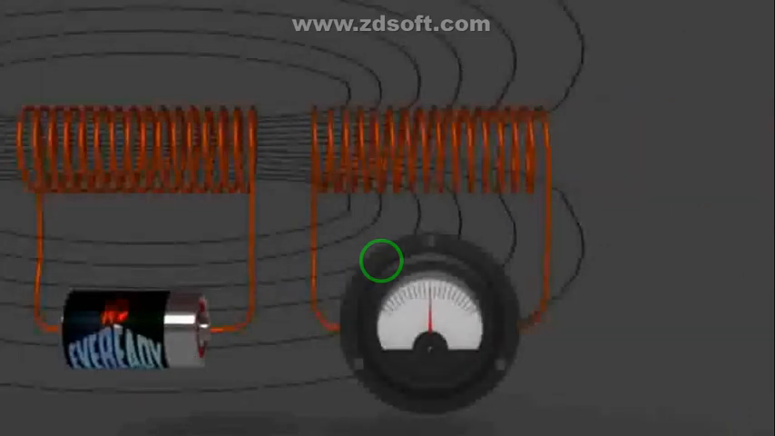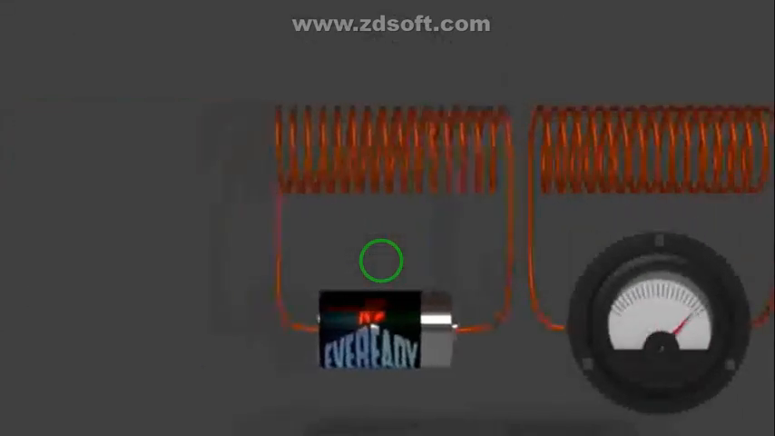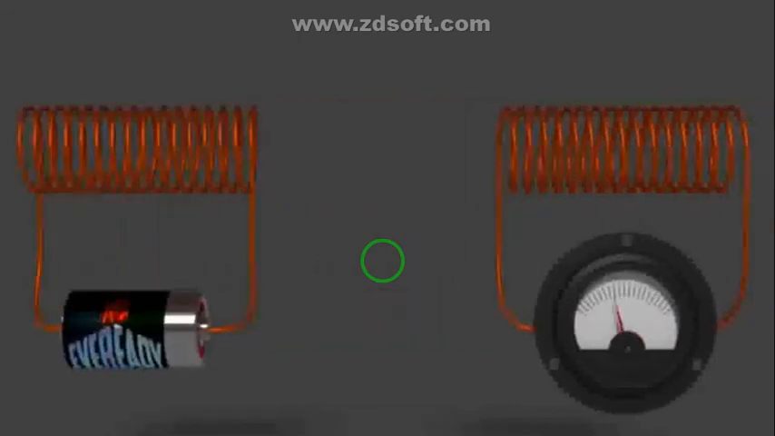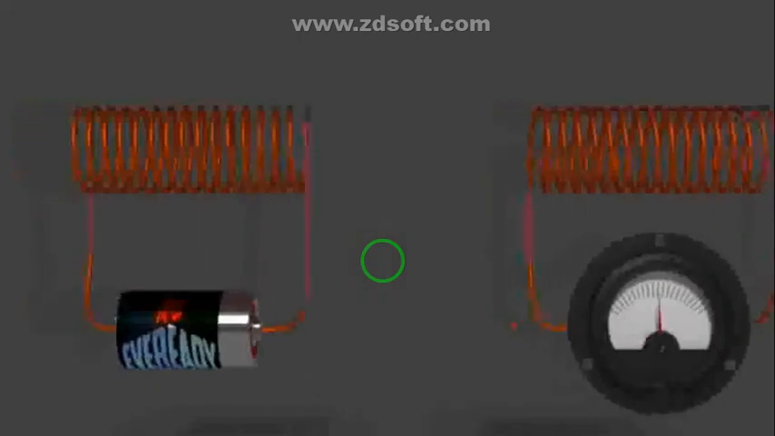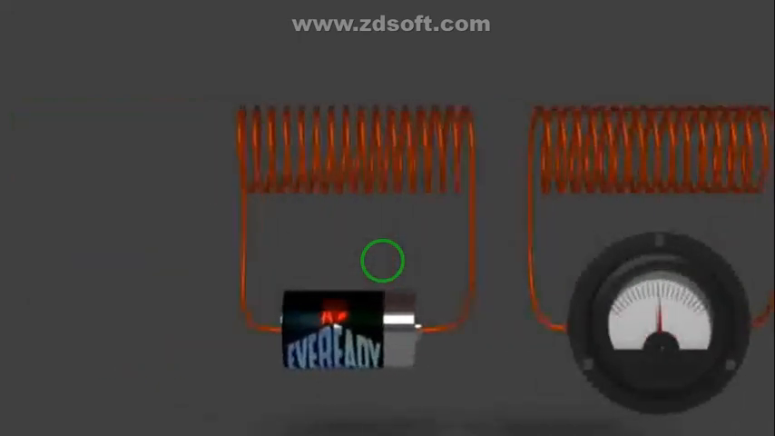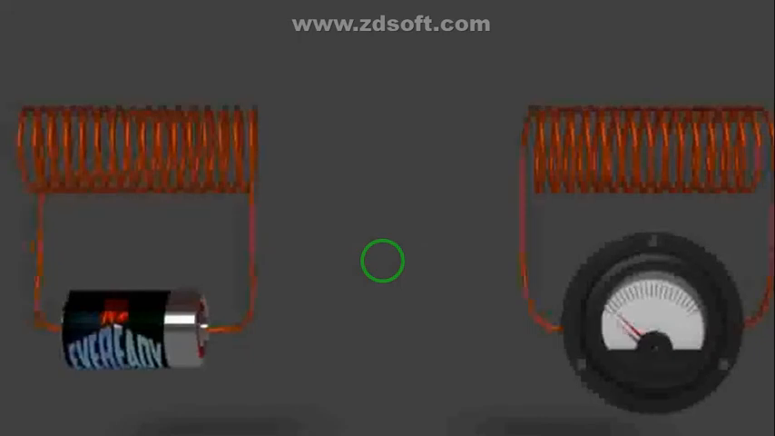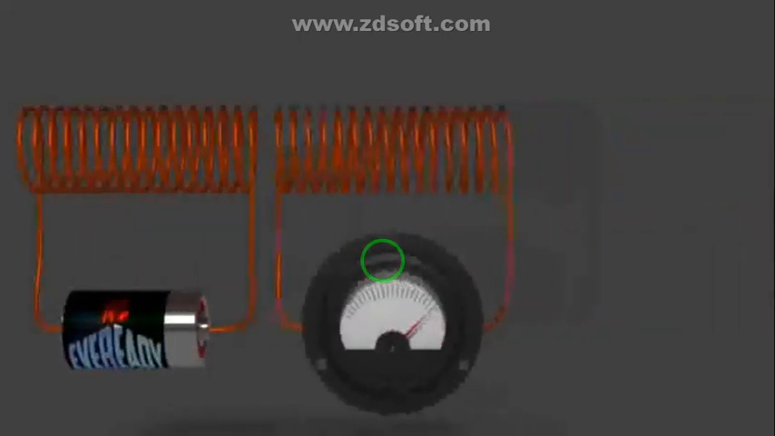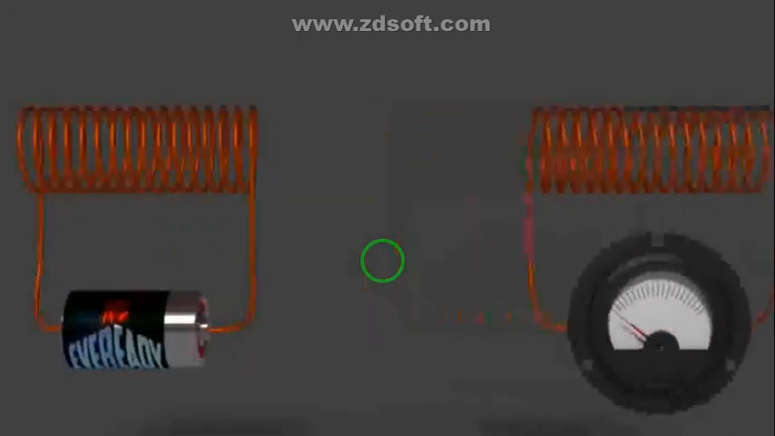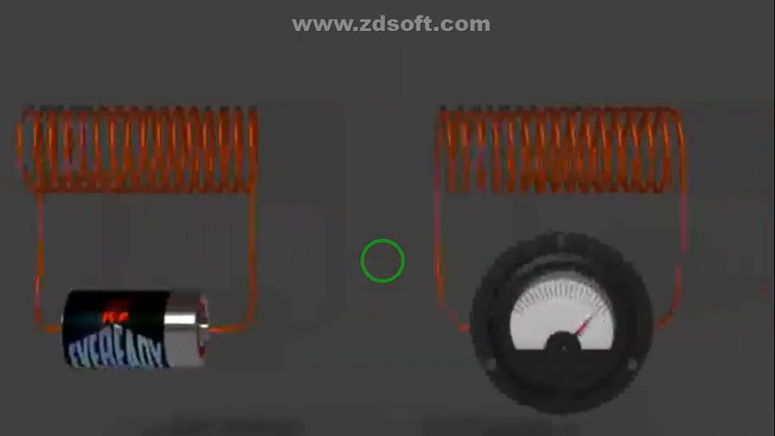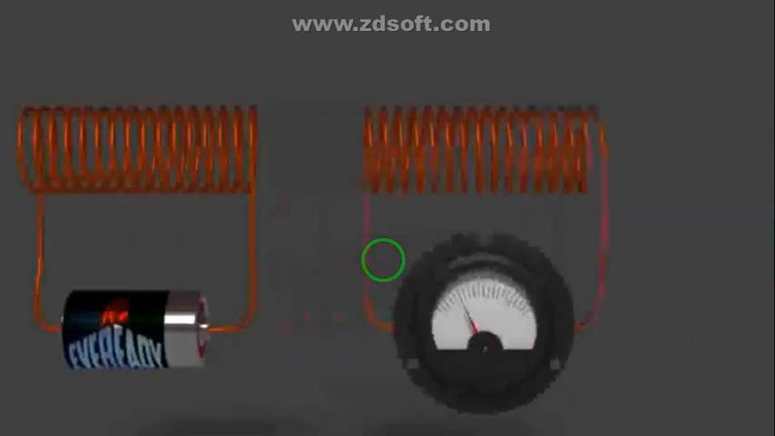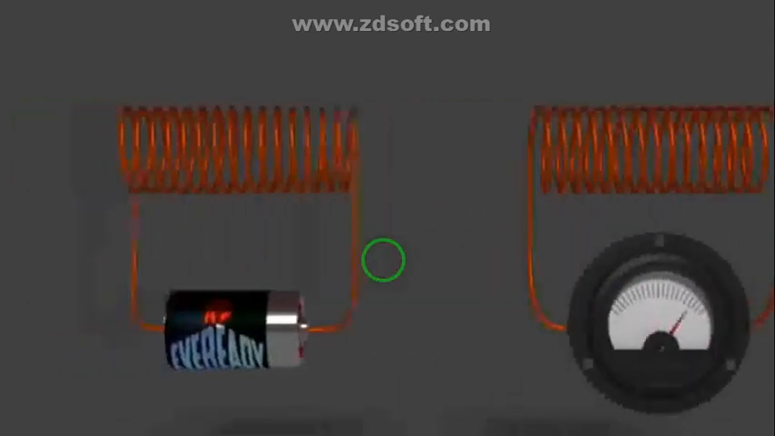In the first case, there was a flux linkage in the second coil from the first coil, but no voltage was induced in the second coil. But in the second and third cases also, there was a flux linkage in the second coil due to the first coil, but the flux linkage was changing continuously due to the movement of the coils. So we can conclude that whenever a coil or a conductor comes under the influence of changing flux, there is a voltage induced in it.